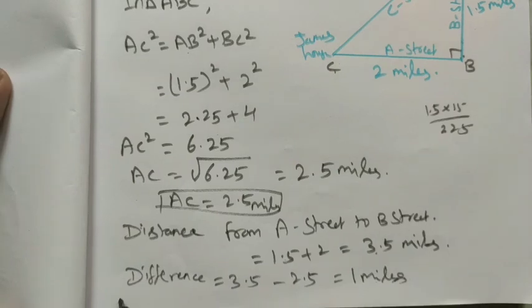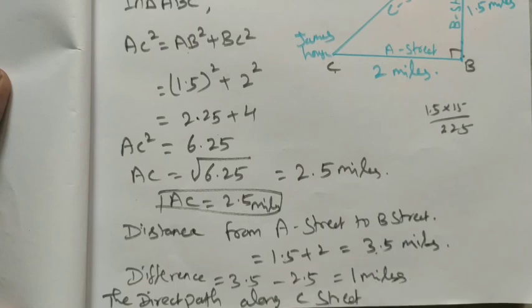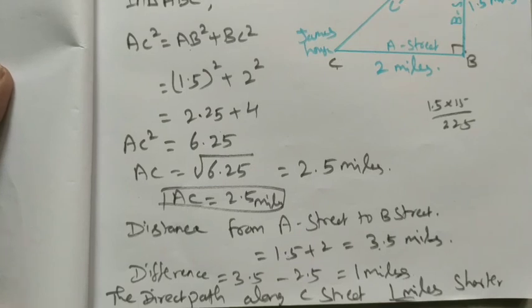So we can write the direct path along C street. Direct path along C street is 1 mile shorter. Thank you, students.